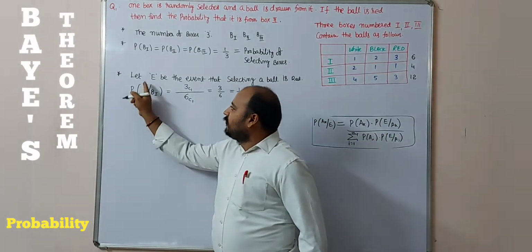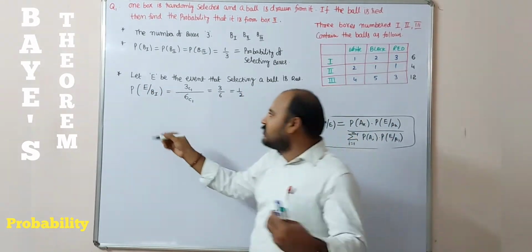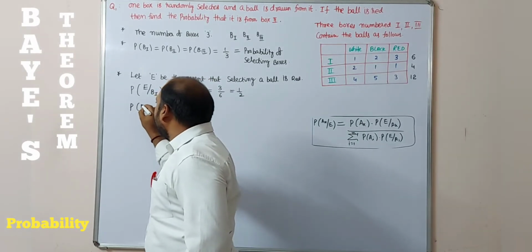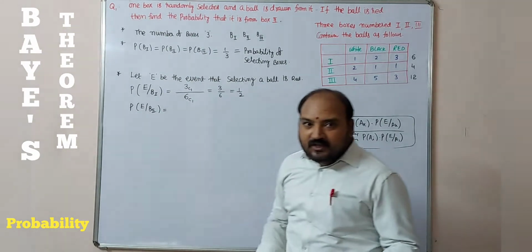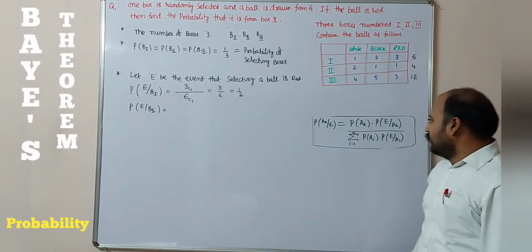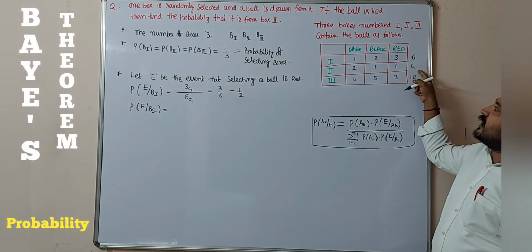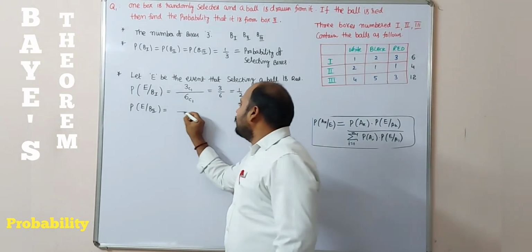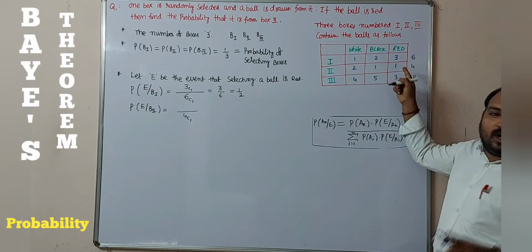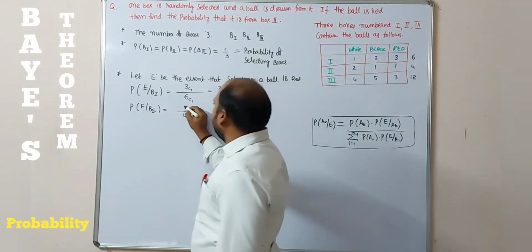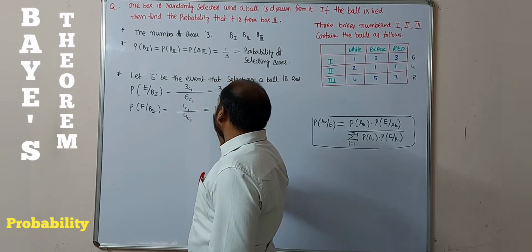Similarly, the probability of E given B2 and E given B3 we will also calculate. P of E given B2 means the probability of selecting a red ball from box 2. In box 2, how many balls are there? Total 4 balls are there. From that we can select 1 ball in 4C1 ways. How many red balls are there? Only 1 red ball is there, we can select it in 1C1 ways. That is equal to 1 by 4.